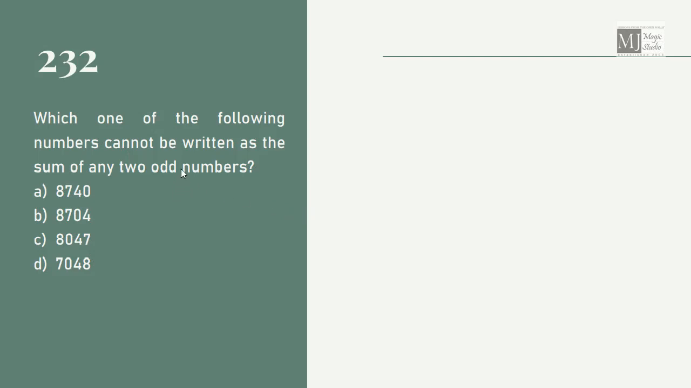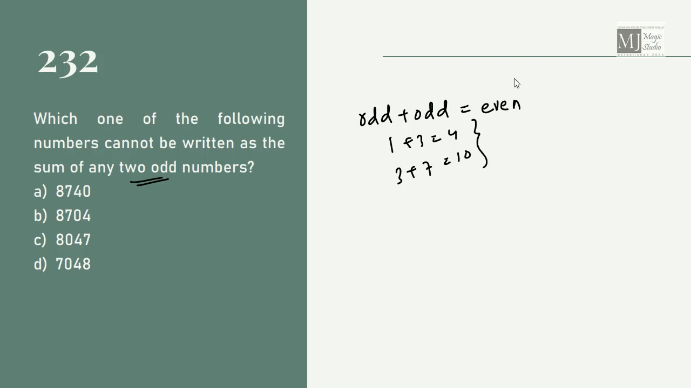Which one of the following numbers cannot be written as the sum of two odd numbers? Sum of two odd numbers is always an even number, isn't it? 1 plus 3, 4, 3 plus 7, 10, anything. Sum of two odd numbers is always an even number. Then out of the given four options, A is even, B is even, C is odd, and D is also even. That means option C, that is 8047, can never be written as sum of two odd numbers. Option C fits in.